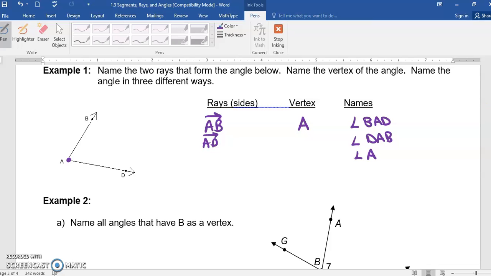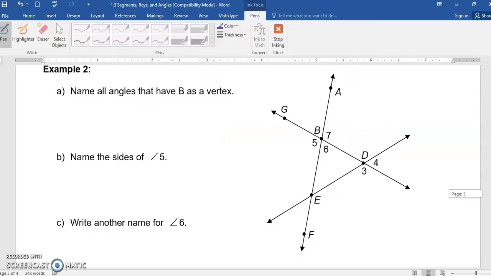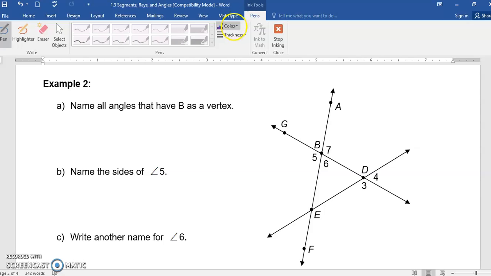Looking at this next diagram, name all of the angles that have B for a vertex. Because there's so much going on in this picture, sometimes you will see these little numbers here, and that's to help name the angle. Like angle 5 is the same as angle GBE. It's the same as angle GBF. Those are all the same. Putting the 5 in there just helps us to not have to use all those letters all the time. So just be a little bit careful.